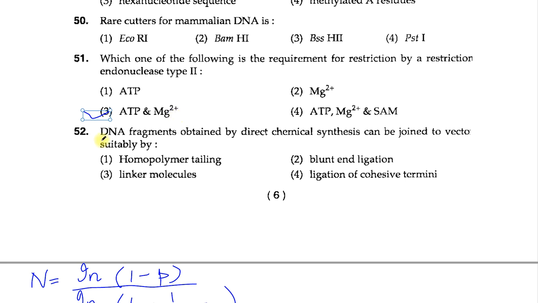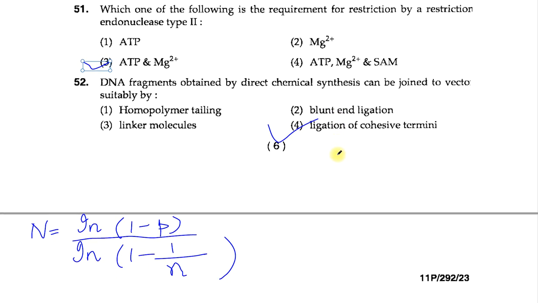Question number 52. DNA fragments obtained by direct chemical synthesis can be joined to vector suitably by 1. homopolymer tailing, 2. blunt end ligation, 3. linker molecules, 4. ligation of cohesive termini. Option 4, ligation of cohesive termini, is correct. The DNA ligase joins the annealed cohesive ends produced by certain restriction enzymes.